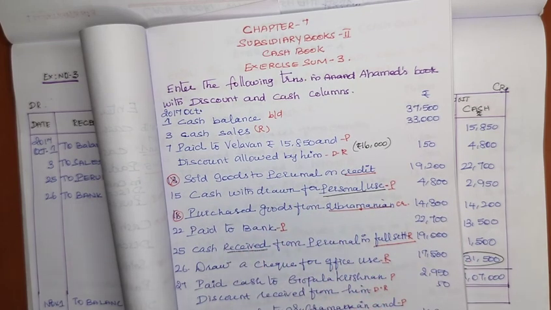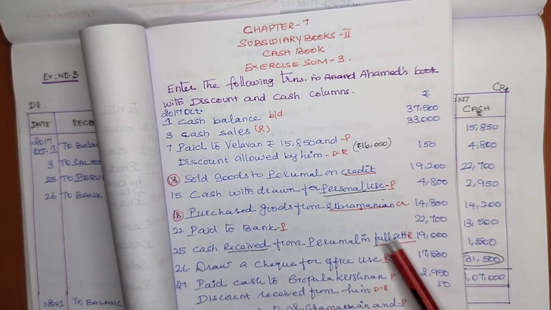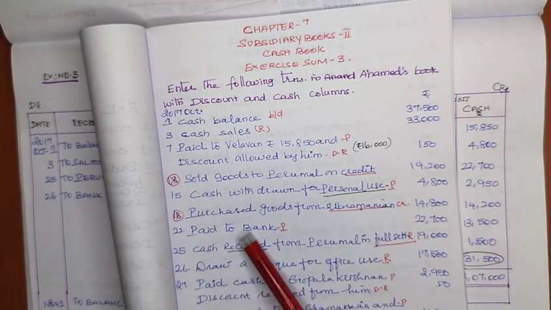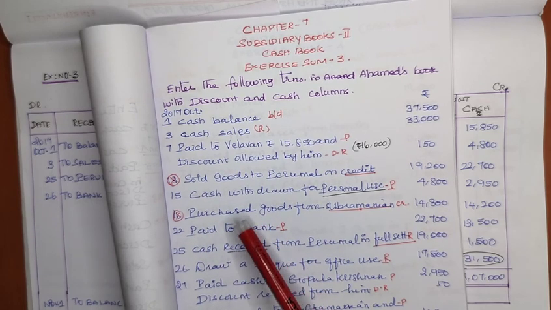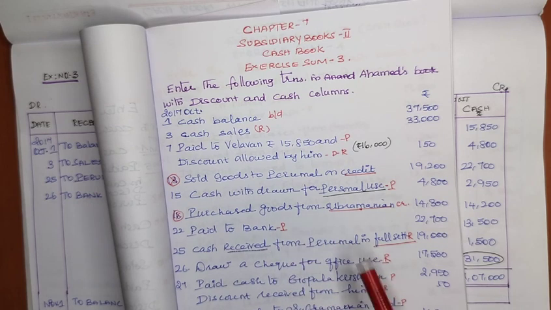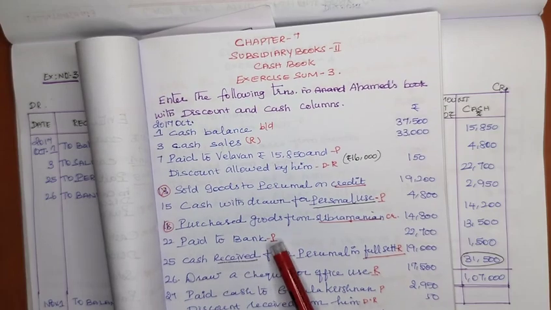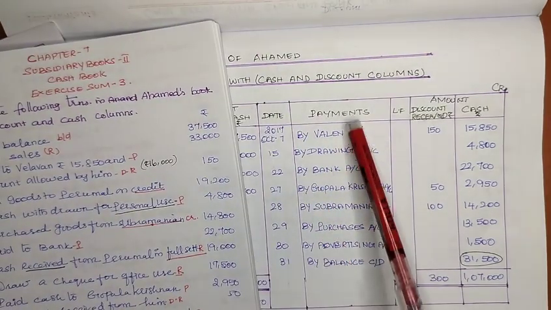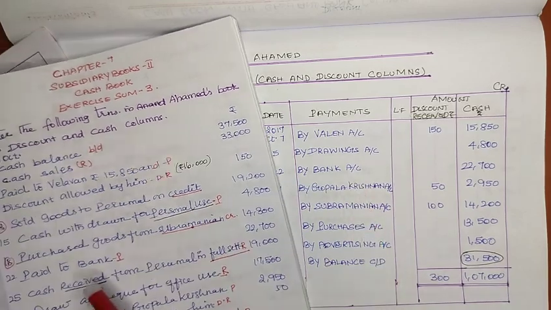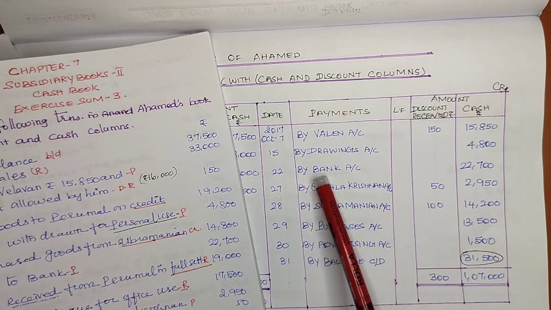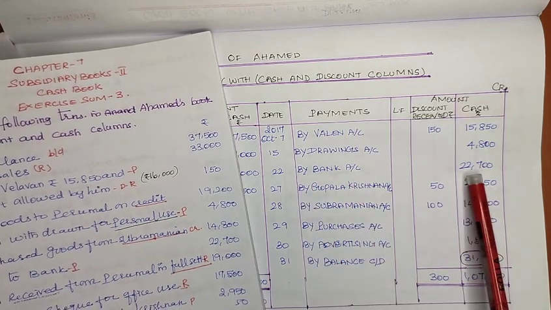Let's see the next transaction. October 22, paid to bank, rupees 22,700. Paid to bank means you made payment to bank or you deposited into the bank. So bank account increased, cash account decreases. So paid to bank means payment. You made payment to bank. You go to payment side. To whom did you make payment? To bank. So you have to write dated on 22 by bank account 22,700.